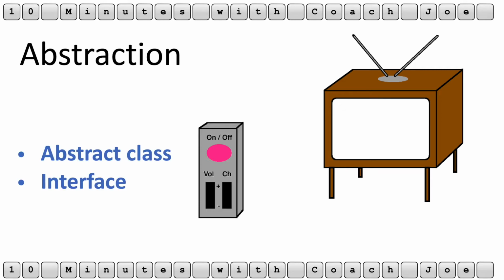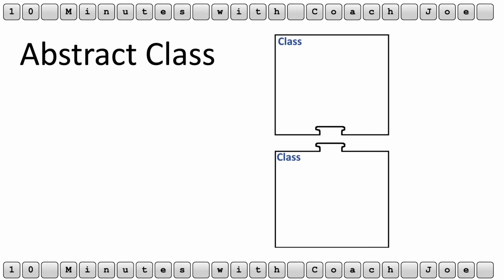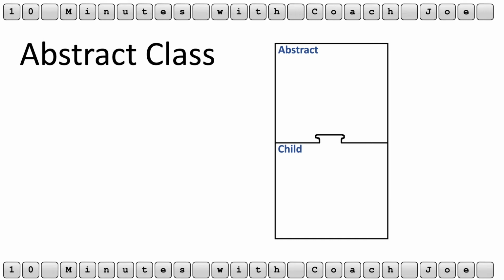Abstraction can be achieved with an abstract class or an interface. This lesson will cover the abstract class. The abstract class works much like inheritance of a class. An abstract class and a child class are connected together in a parent-child relationship. These two classes can be called the superclass and the subclass.